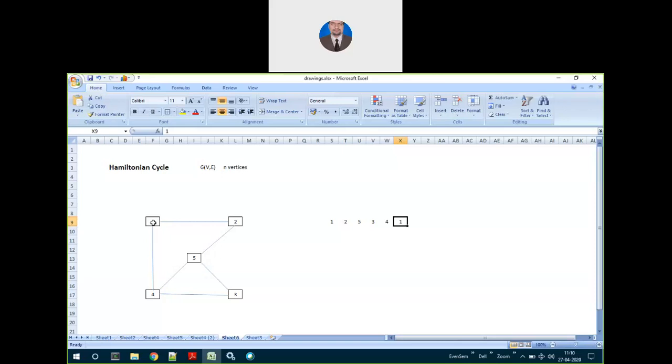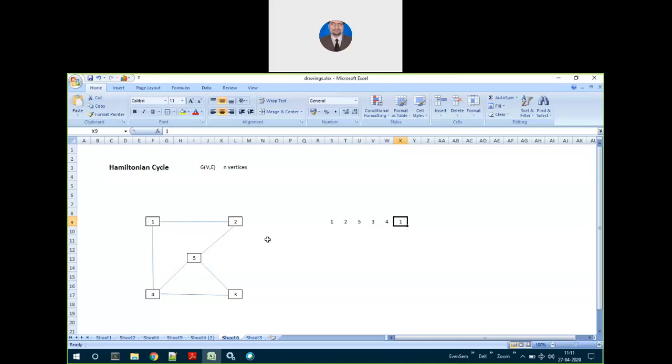So Hamiltonian cycle means if there is a graph G(V, E) containing n vertices, if I start from one of the vertices and from that vertex I am able to visit all other vertices exactly once, and from the last vertex I return back to the starting vertex, then such a graph is said to contain a Hamiltonian cycle.